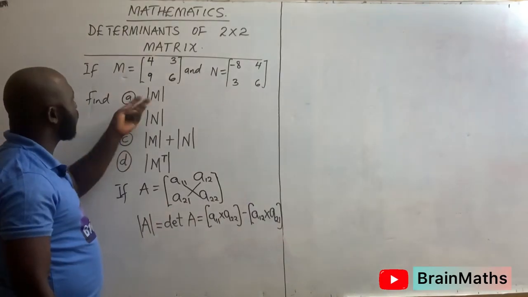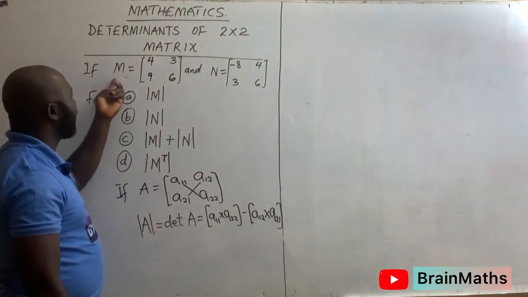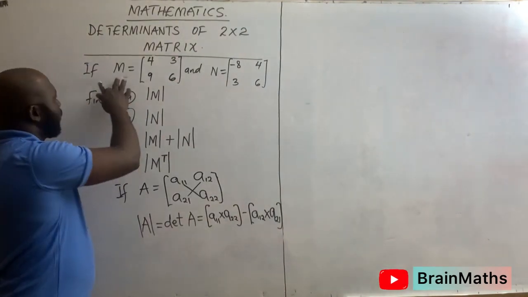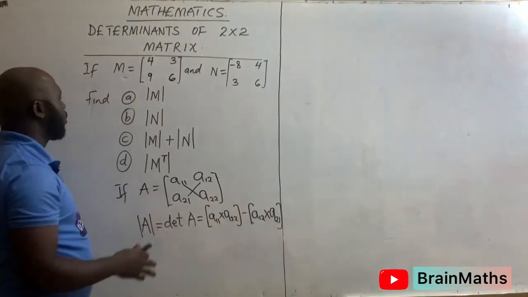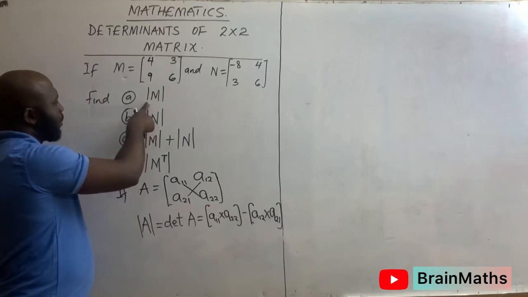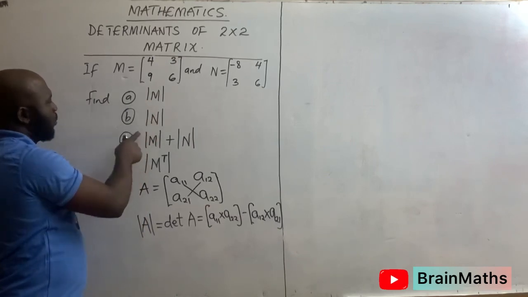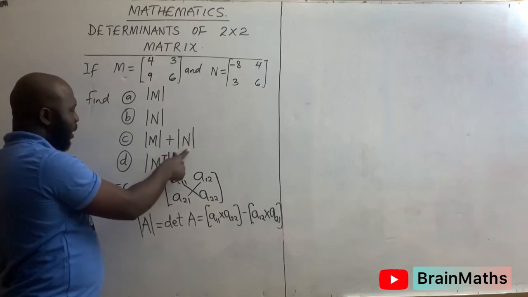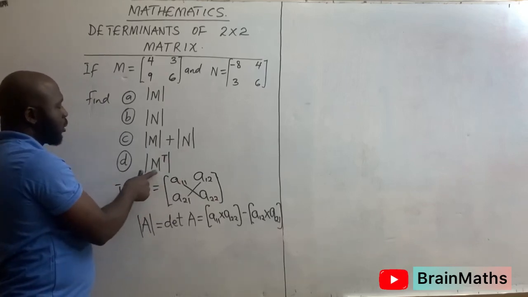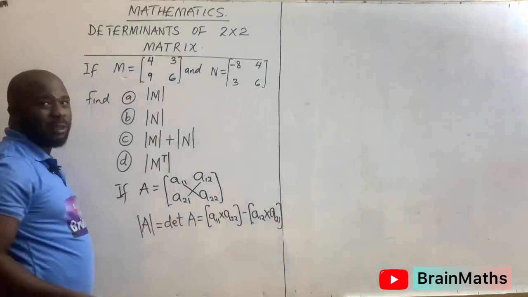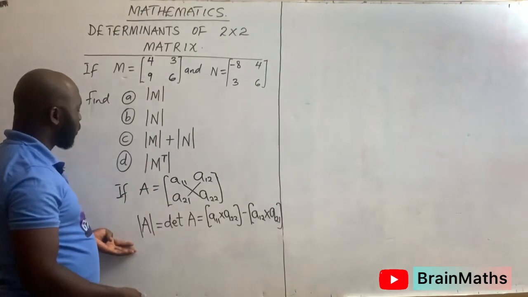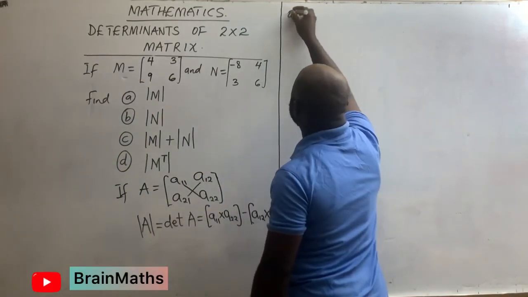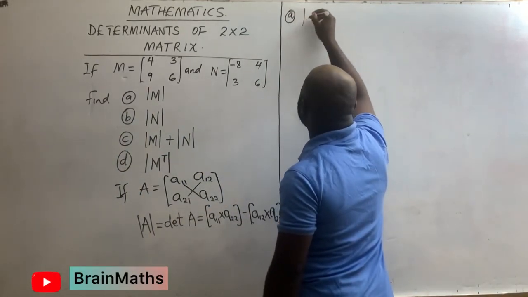So looking at what we are given here, we have matrix M and matrix N. If we are to solve the questions on the board, we have the determinant of M, the determinant of N, the determinant of M plus the determinant of N, and then the transpose of M and its determinant. Let's start from the first one, A, the determinant of M.